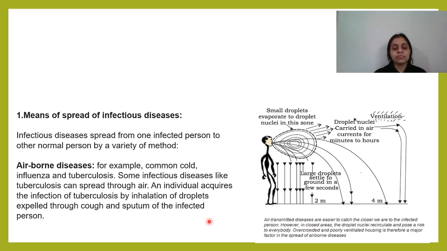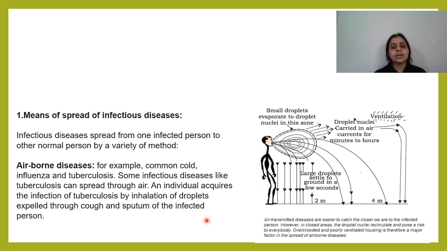Coming to the methods of spread of infectious disease, there are many methods. Infectious diseases spread from one infected person to a normal person by a variety of methods. These can be airborne, for example common cold, influenza, tuberculosis. These can spread through air.